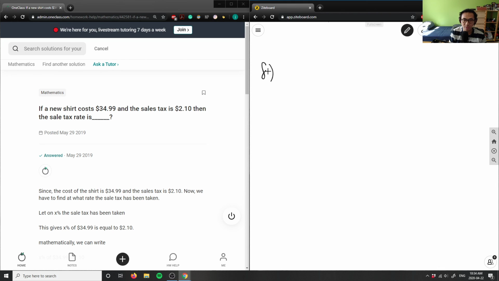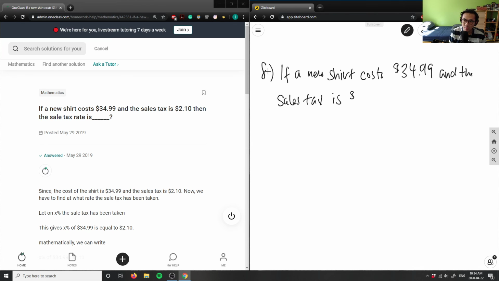So question 8 is, if a new shirt costs $34.99 and the sales tax is $2.10, then the sales tax rate is, and then it's asking for that. So it's asking what is the sales tax rate for this problem.